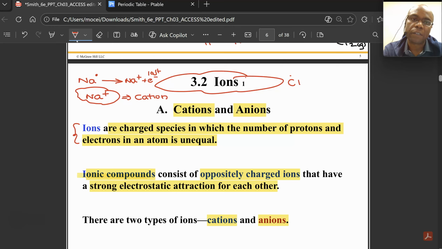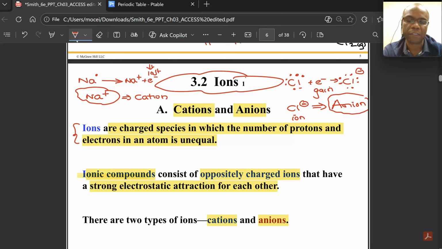Now, on the other hand, chlorine only needs one more electron to have 8, which is the octet rule. So chlorine will gain the electron that was lost by the sodium to give you a chloride with 8 valence electrons. Because the chloride has a negative charge, it's an ion. But what type of ion do we have? The name anion is given to the negatively charged species.